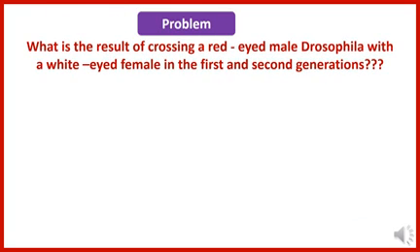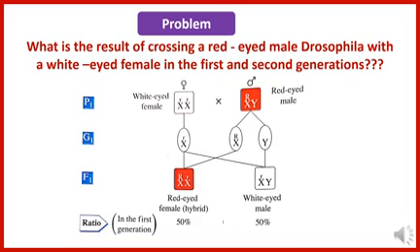What is the result of crossing a red-eyed male Drosophila with a white-eyed female in the first and second generation? Let's now talk about the symbols that we are going to write. Here we have a red-eyed male with XY, so as long as it has red eye, it will have the dominant gene on its X chromosome. As in this figure, the white-eyed female is XX, because white is the recessive trait, so the two X chromosomes in the female must carry small letters, r small, r small.